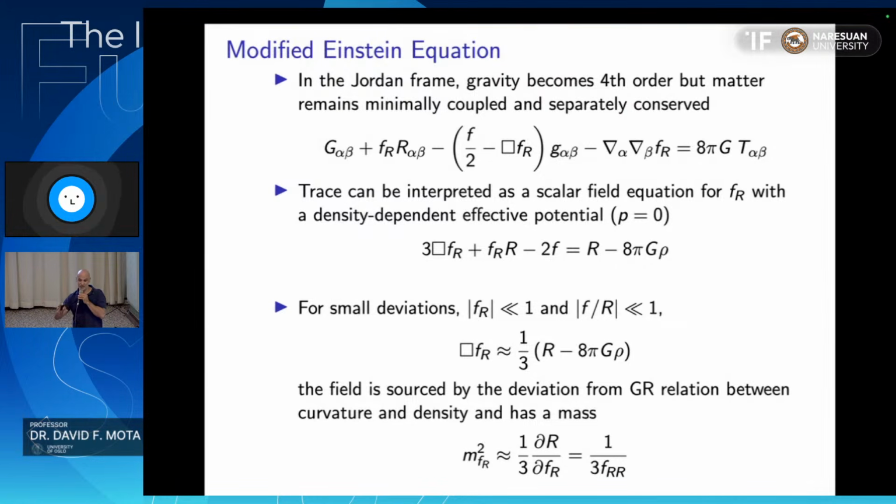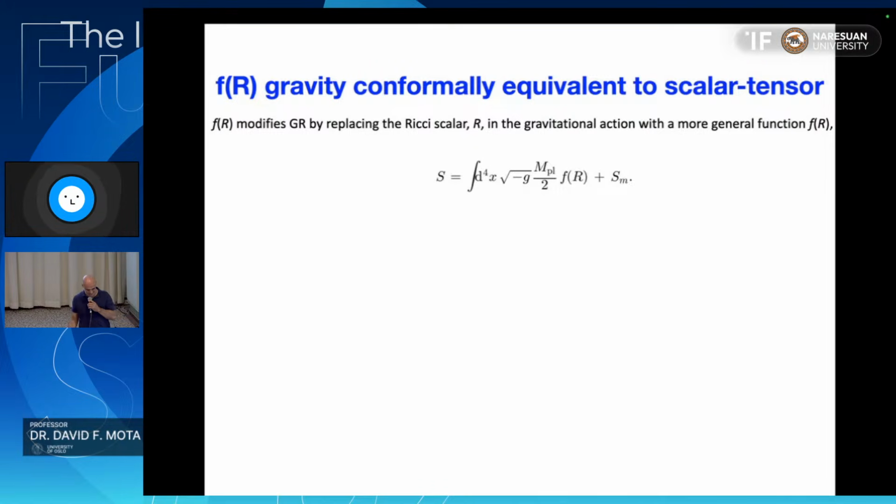This is just f of r gravity. It's conformally equivalent, mathematically equivalent, to just normal gravity and a scalar field coupled to matter. I'll show you. Or then you can do the exercises tonight instead of coming for dinner. Yes. Very good. Okay, so let me show you that.